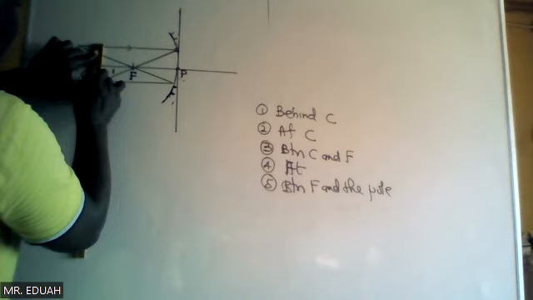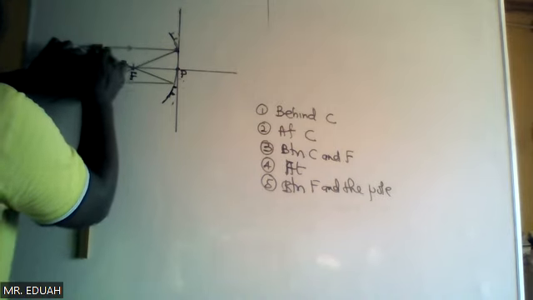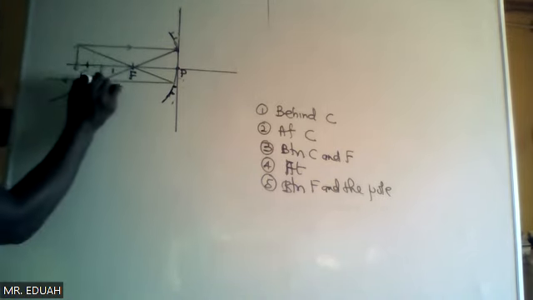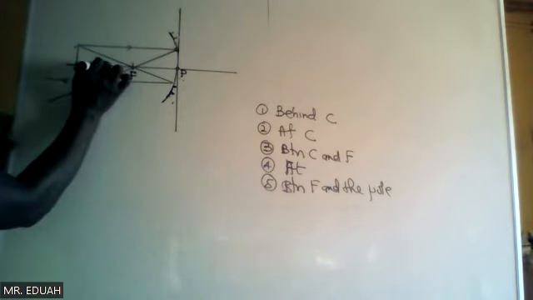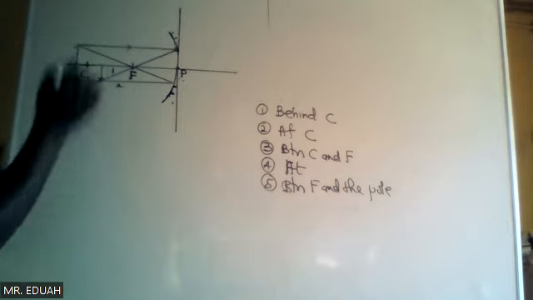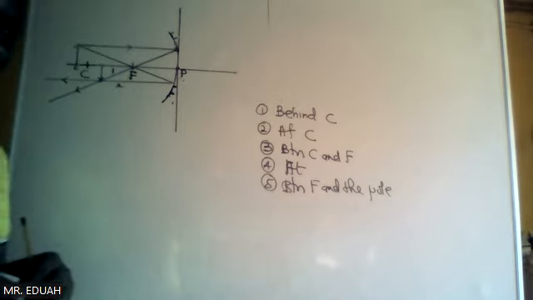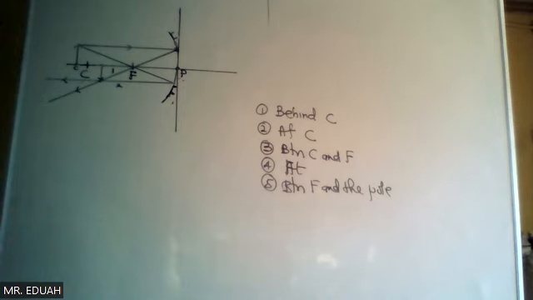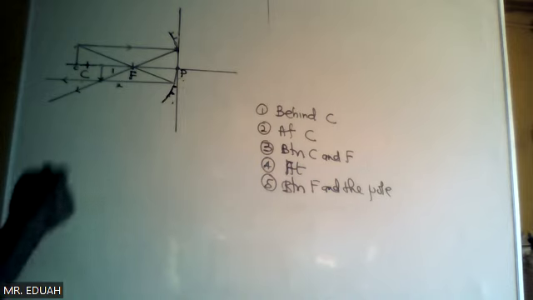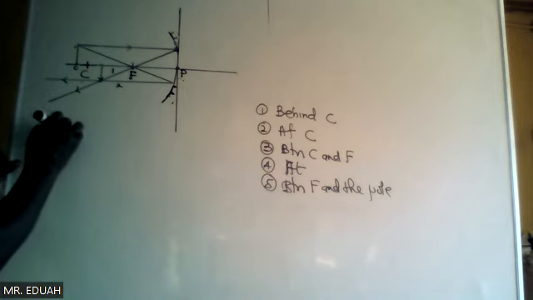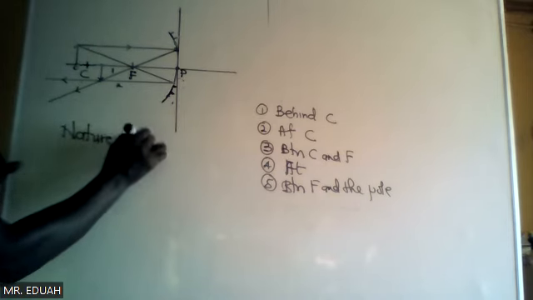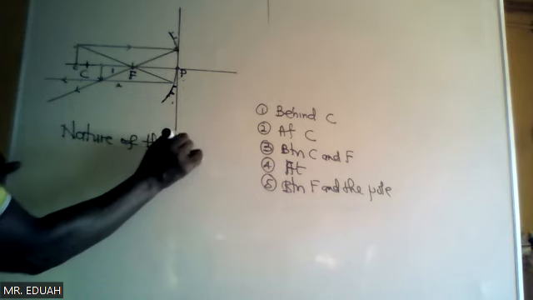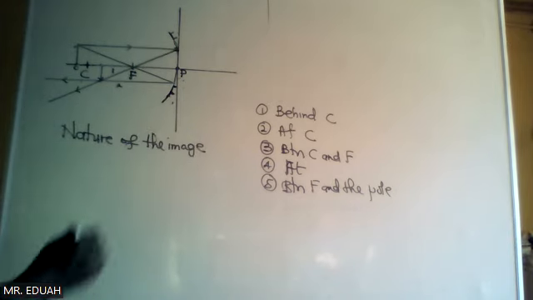So the head indicated by the arrow, and then the foot is on the principal axis. This is the ray diagram for this image. Now let's describe the nature of the image formed. The nature of the image.